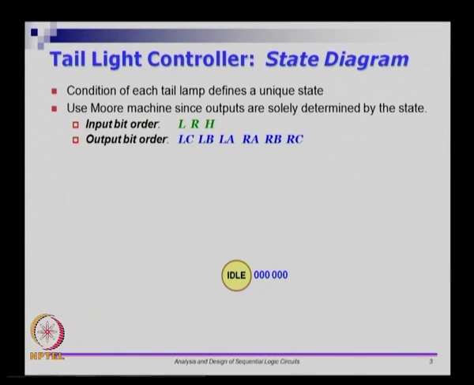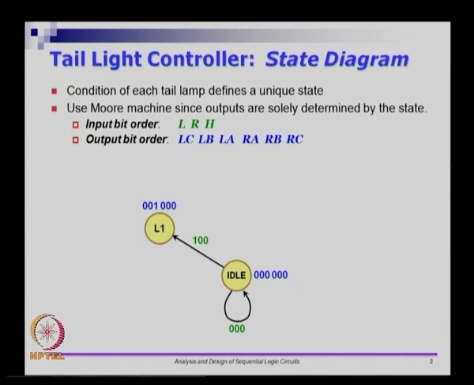LC, LB, LA are the 3 left indicator bulbs, and RA, RB, RC are the right indicator bulbs. All of them indicate 0, and if all the inputs are 0, I do not have any condition, so I will stay in the idle state. The lights are not glowing.